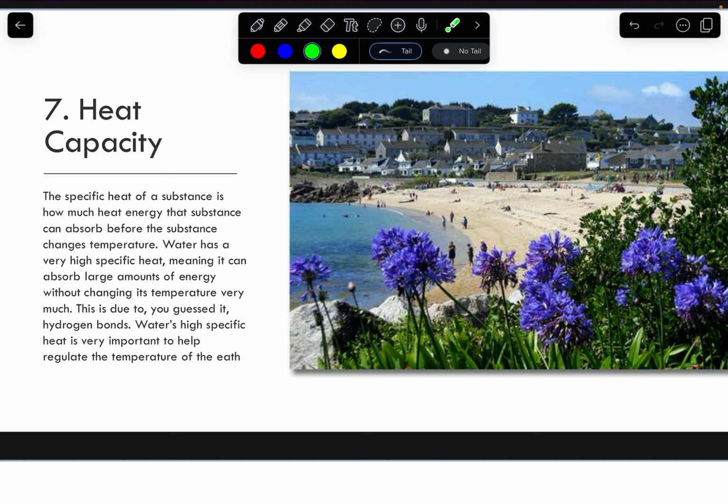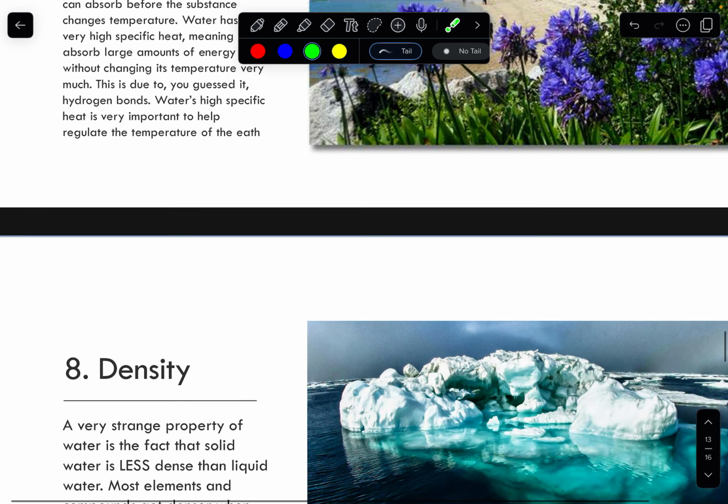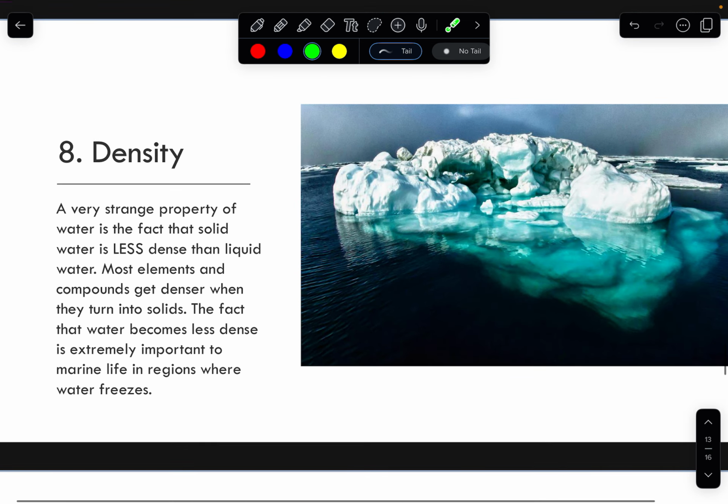Water has an abnormally high specific heat, which means it can absorb large amounts of energy without changing its temperature very much. This is due to the hydrogen bonds. Those hydrogen bonds can absorb a lot of energy. Water's high specific heat is very helpful to us in terms of regulating the temperature on Earth. It's also why it's typically pretty breezy by the beach, right? There's a temperature difference over land and over water because, again, water can absorb a lot of energy.